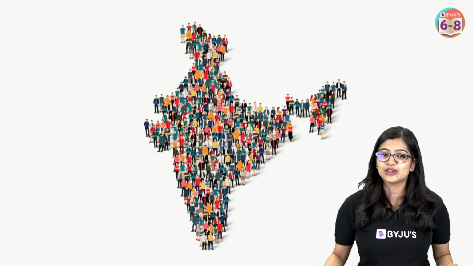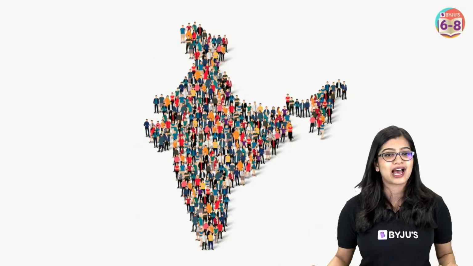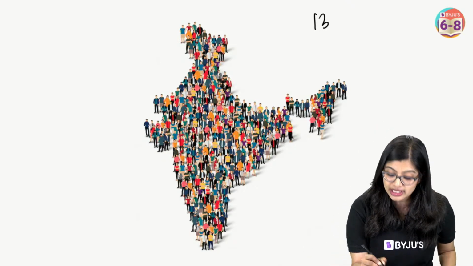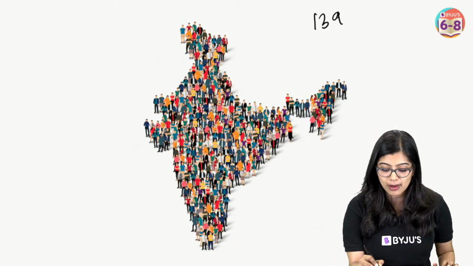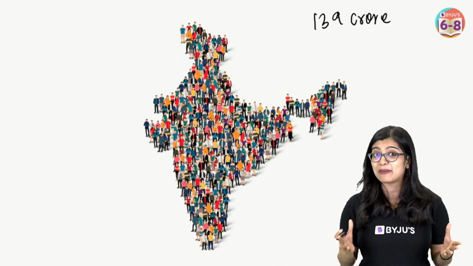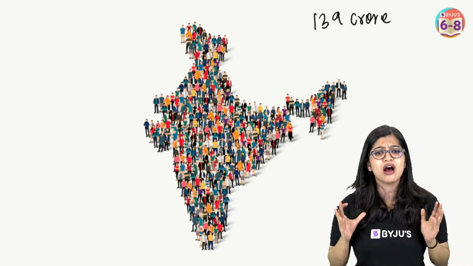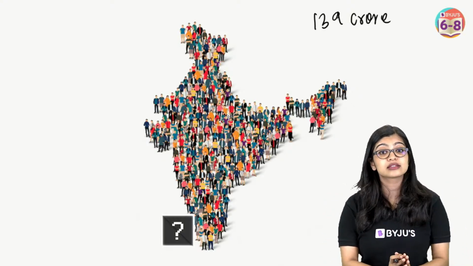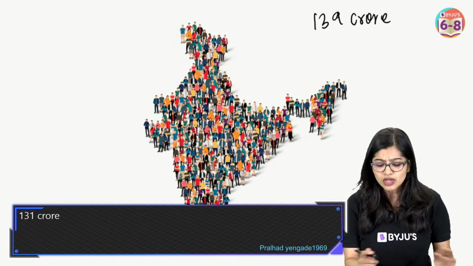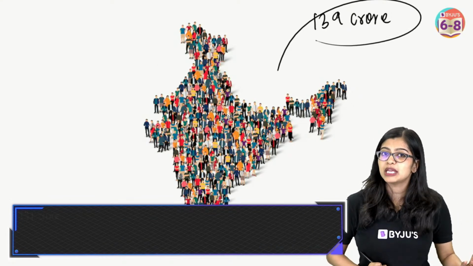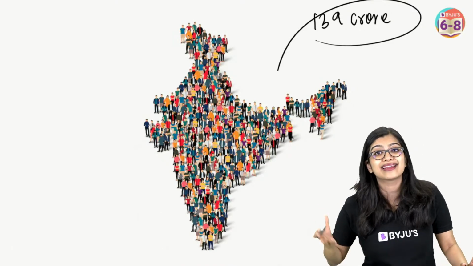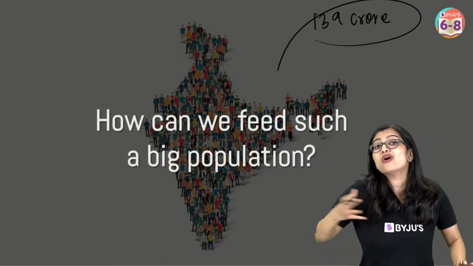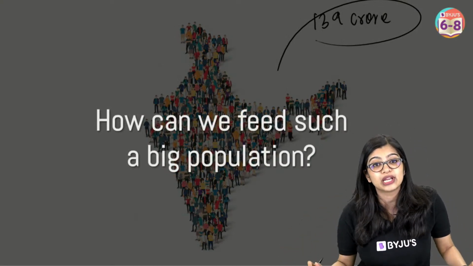So I will tell you that around 130 crores have come very close to the number. Because approximately, we have about 139 crore people in our country. Can you imagine what a big number that is? 139 crore people, right? That's a huge number. And imagine, all these people require food to eat so that they can survive. So how can we feed such a big population?